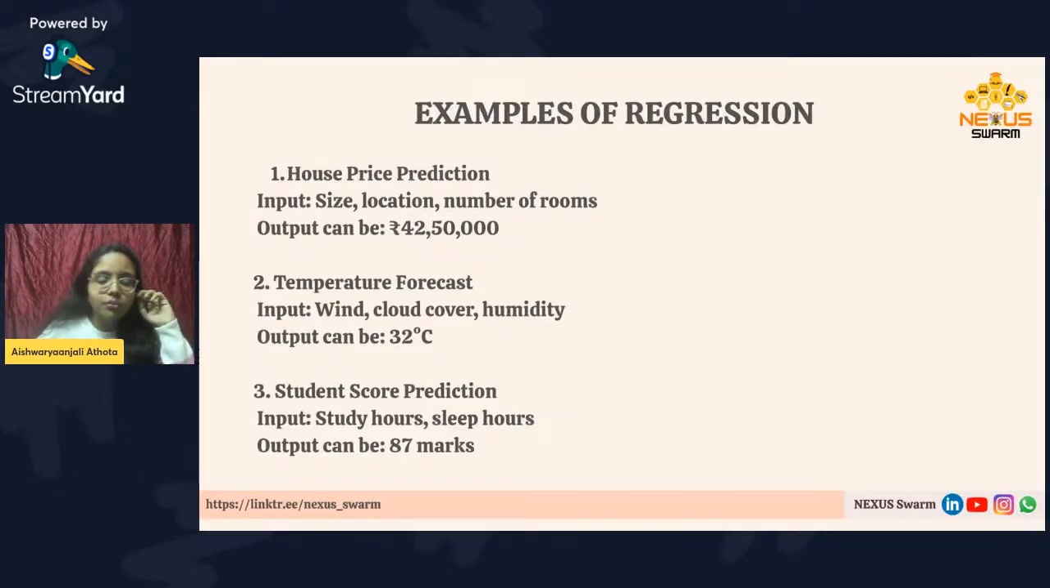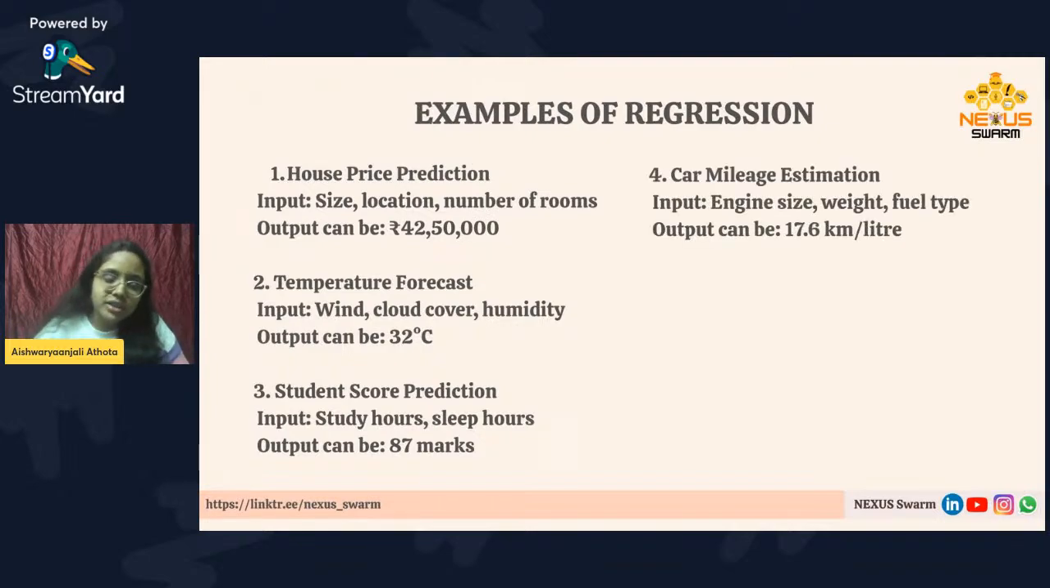This is also one model where there are parameters like how many hours the student studied, the sleep hours, and for how many hours maybe a particular subject was studied. There are so many parameters, and based on them we can predict how much the student can score. That is student score prediction. And then we have one more example, which is car mileage estimation. Based on car properties like engine size or fuel type, we can also estimate car mileage.